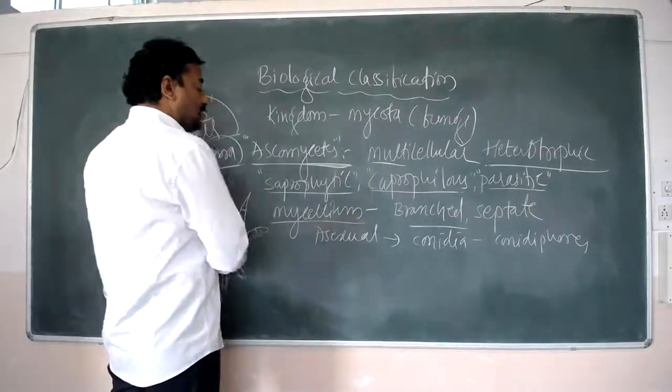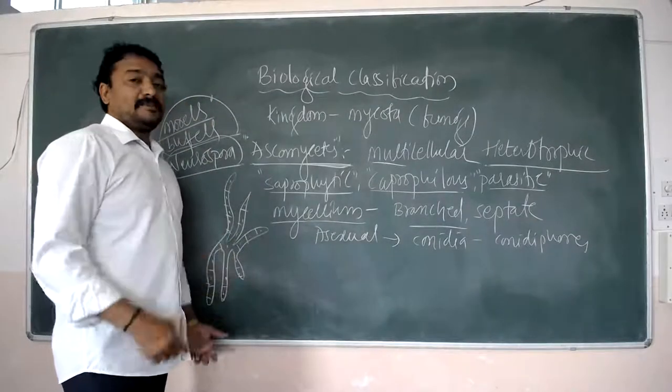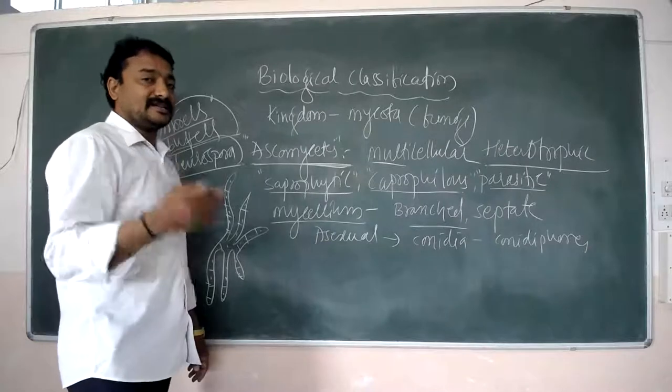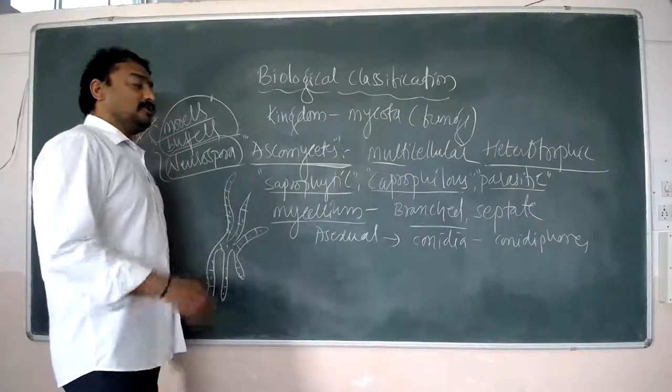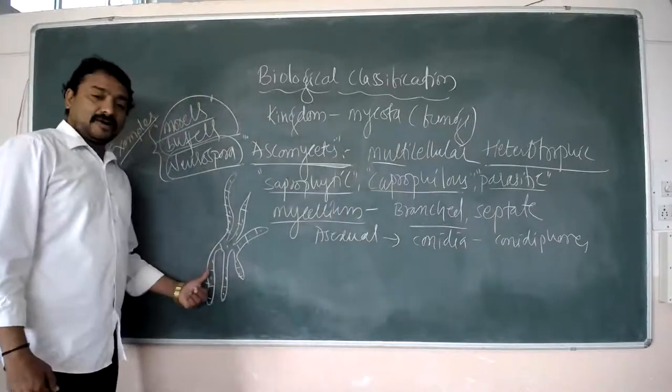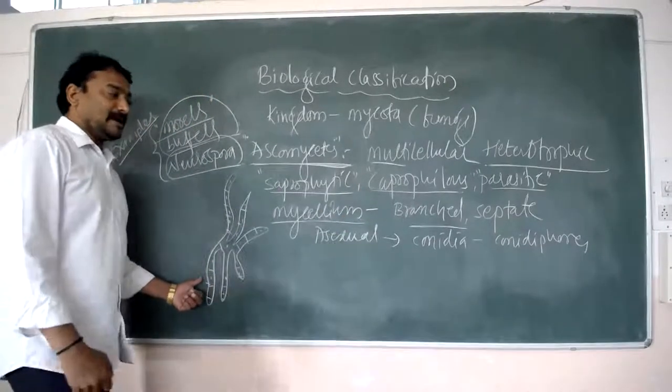So you know that while explaining any members of kingdom Mycota, we should explain about mycelium, because mycelium is different from one group to other group. So here mycelium is branched and septate. Here we have drawn the diagram of this mycelium.